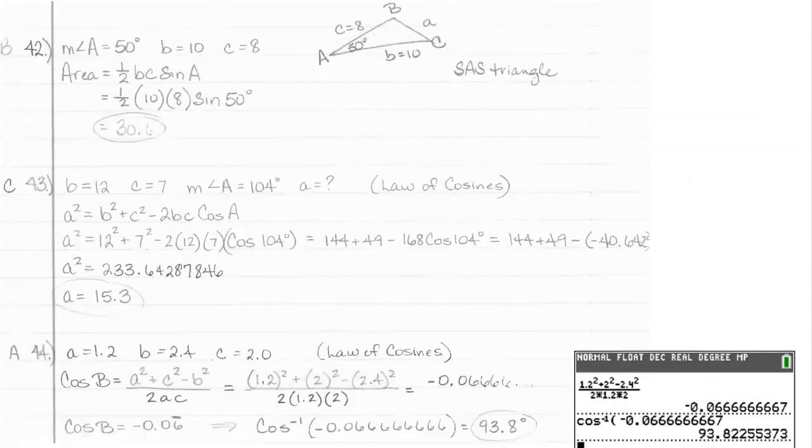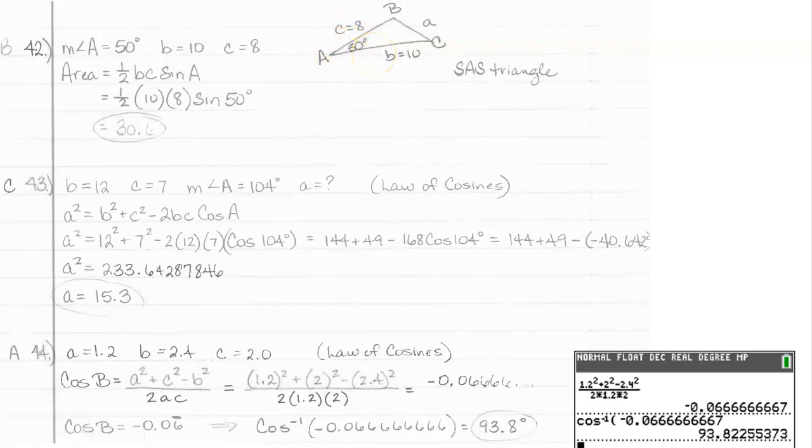All right, then for 42, it says find the area of triangle ABC if angle A is 50, side B is 10, and side C is 8. So again, if we draw that out where angle A is opposite side A and angle B is opposite side B and angle C is opposite side C, you can see the three pieces that we know right here. That is a side angle side triangle.